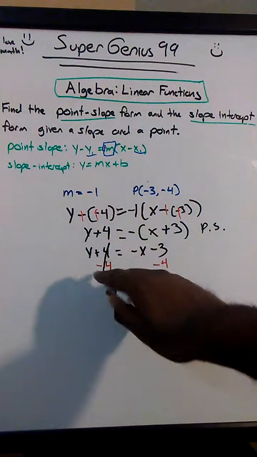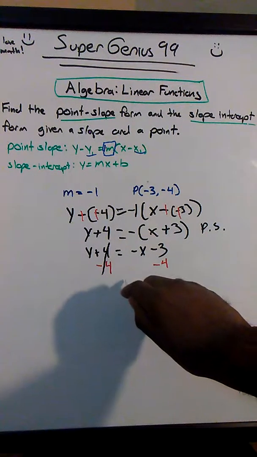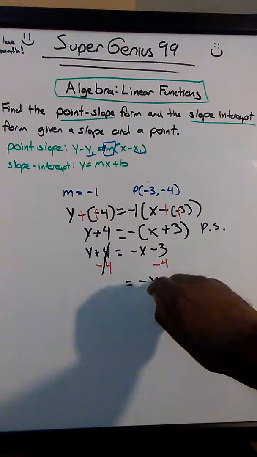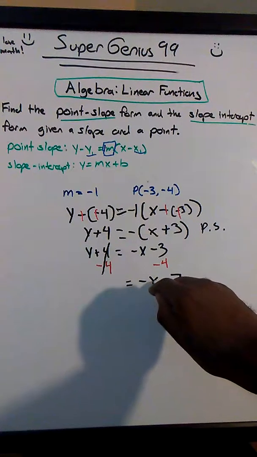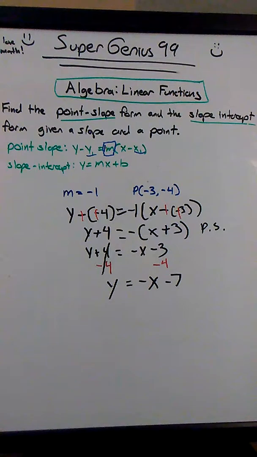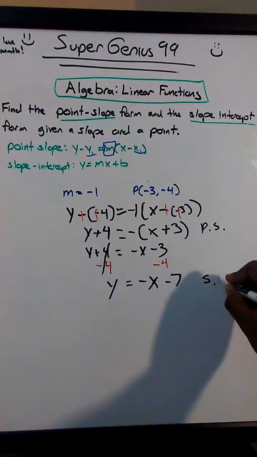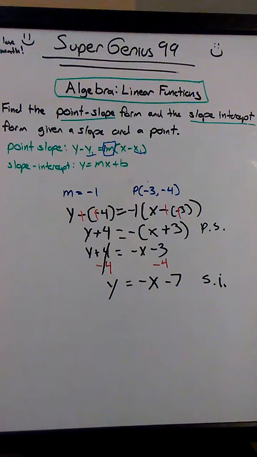Minus 4 cancels. And then minus 3 minus 4, so that's negative x minus 7. And so y equals negative x minus 7. And that is your slope-intercept form. Looks good. Okay, let's look at another one.